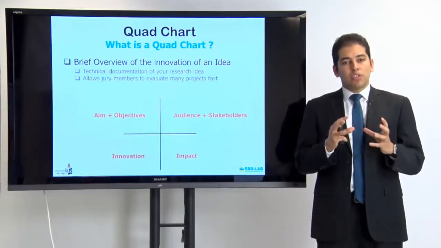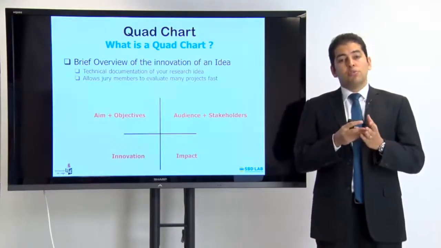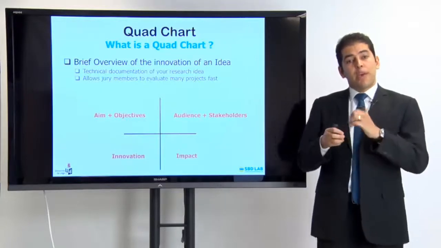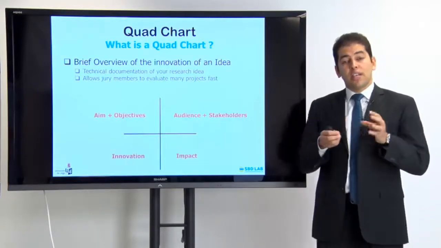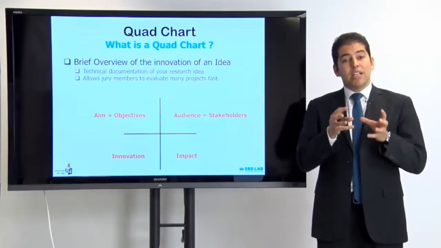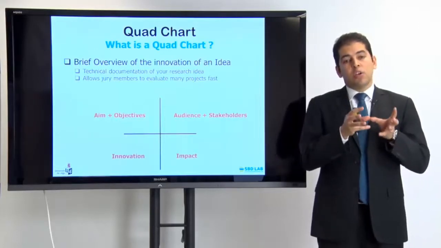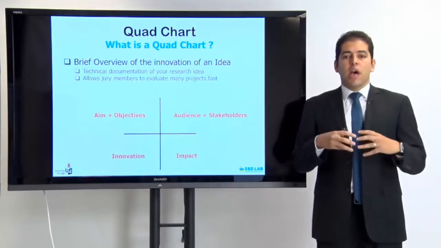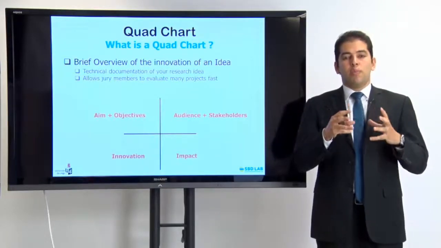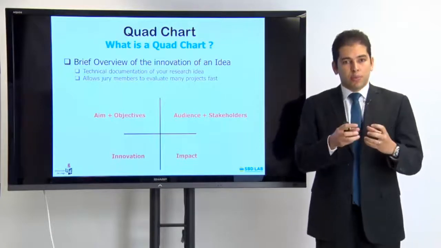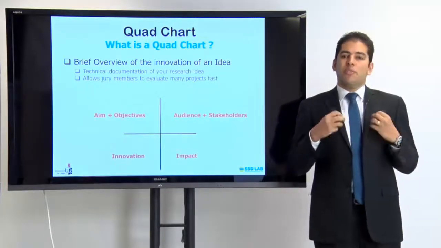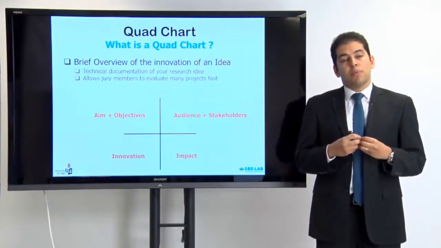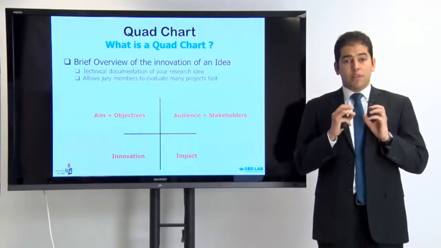By using a quad chart, they will do a first round of selection so that they can very fast compare different research ideas. Then later on, based on the quad chart quality, they will decide which proposal will follow in the next selection stage. They can also decide, okay, based on that, we will start to read the proposal. So sometimes all you have to present for a project or research proposal is just a quad chart. This makes it very important.